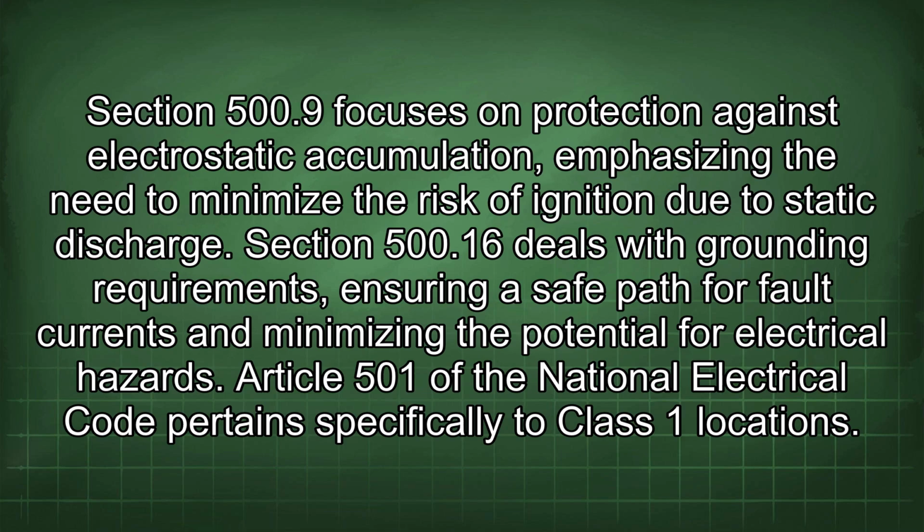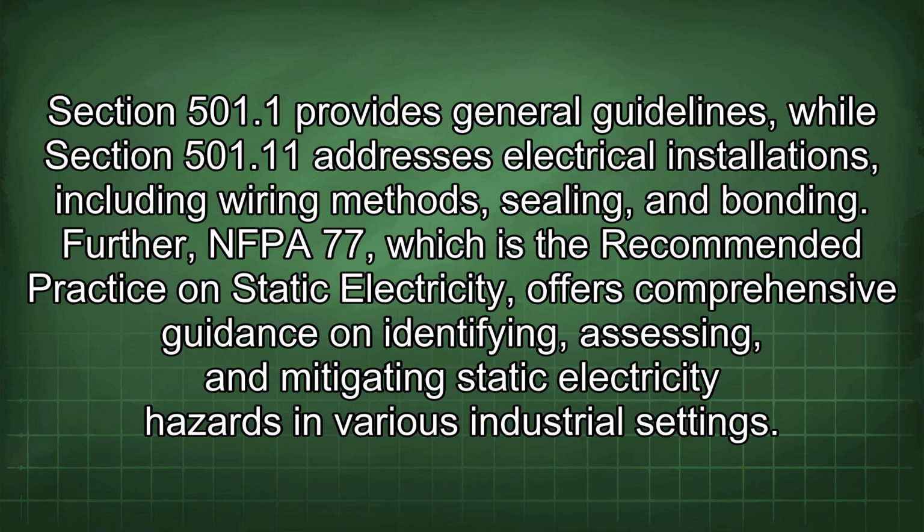Section 500.9 focuses on protection against electrostatic accumulation, emphasizing the need to minimize the risk of ignition due to static discharge. Section 500.16 deals with grounding requirements, ensuring a safe path for fault currents and minimizing the potential for electrical hazards. Article 501 of the National Electrical Code pertains specifically to Class 1 locations. Section 501.1 provides general guidelines, while Section 501.11 addresses electrical installations, including wiring methods, sealing, and bonding.